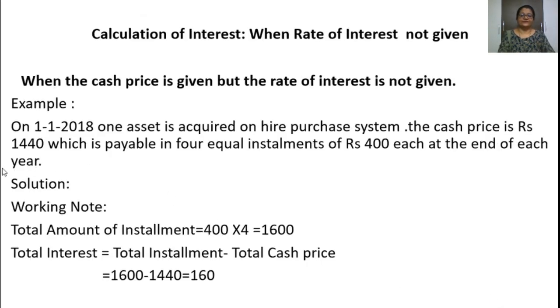Next, we'll take one more problem to understand when the rate of interest is not given. Look here: on 1/1/2018 one asset is acquired on hire purchase system. The cash price is rupees 1,440, which is payable in 4 equal installments of rupees 400 each.